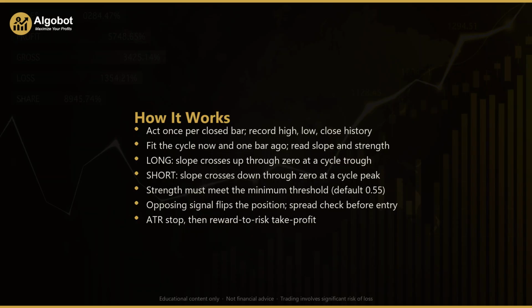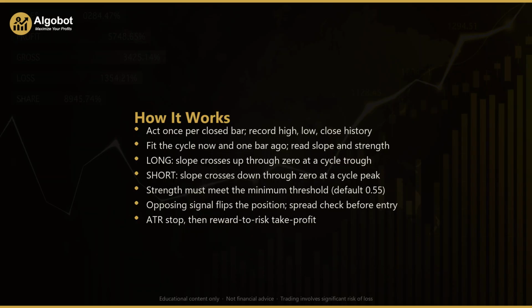This is the real edge of the strategy. It ensures turns are only taken when a genuine, measurable cycle is present, filtering out the whipsaw that would come from trending or random regimes where a wave has no meaning. Position handling is straightforward and symmetric. If a long signal appears while a long is already open, nothing changes. But if a long signal appears while a short is open, the strategy closes the short and opens the long. A fresh opposing signal always flips the position. Before any new entry, it also checks that the current spread is not wider than the maximum allowed, skipping the trade if conditions are too expensive.